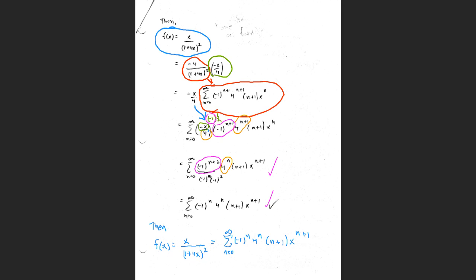Keep in mind also that this is good over this interval of convergence, right? So I'll put a little comma there. And this is the interval of convergence. Absolutely beautiful, this math.